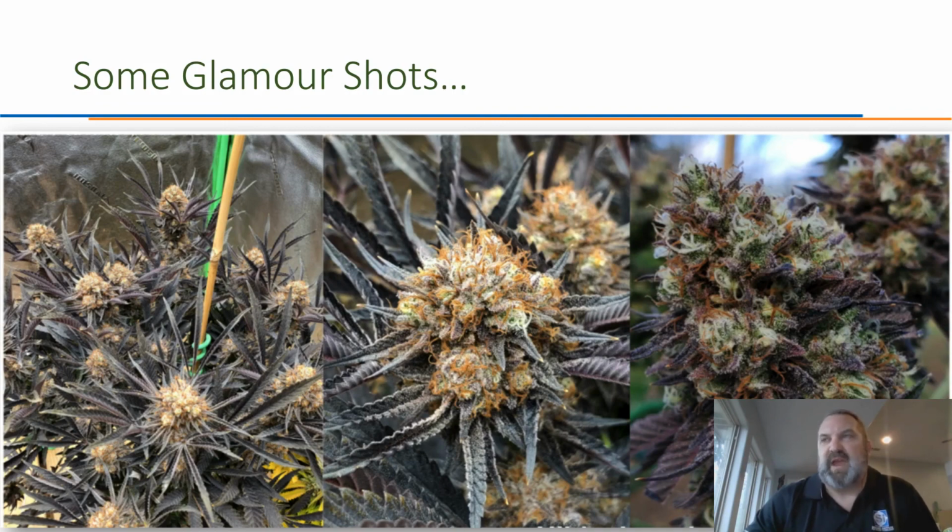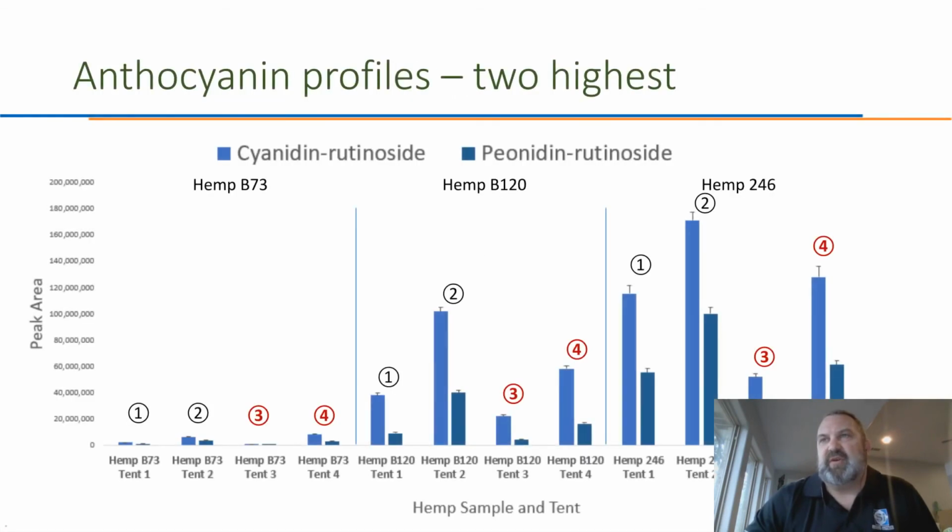We're still working through the anthocyanin data, but just to show you, here's 3 different types of hemp: B73, B120, 246, and these have been grown under the different lighting conditions. And you can see now these are cyanogen rutinoside and pianogen rutinoside, so 2 of the higher abundance anthocyanins, and we can see how they vary with the different lighting conditions in the tents. And we're working to parse this out a little bit further, looking at the full anthocyanin profile, and we'll be submitting a publication on this soon.